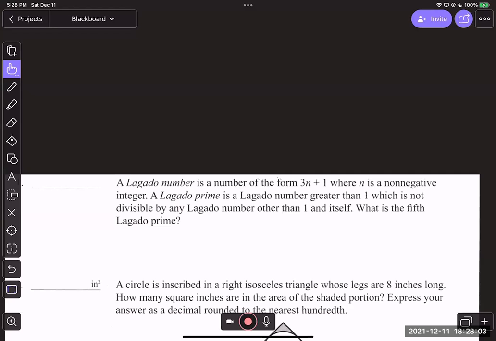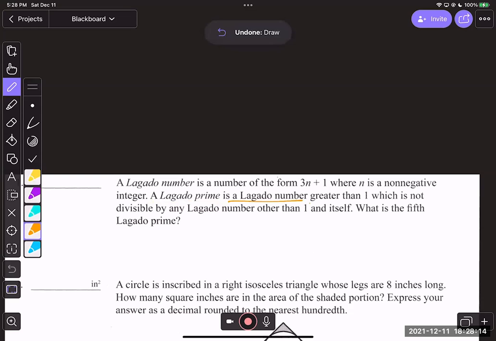I see. That's the first thing that you did wrong. So can you read the definition of Legato prime real quick? A Legato prime is a Legato number greater than 1, which is not divisible by any Legato number other than 1 and itself. So the definition of Legato prime never says it has to be a prime number. That's the first thing. That's where you messed up. Does that make sense? Yeah. Okay. So what you should have been listing out instead are what kind of numbers?